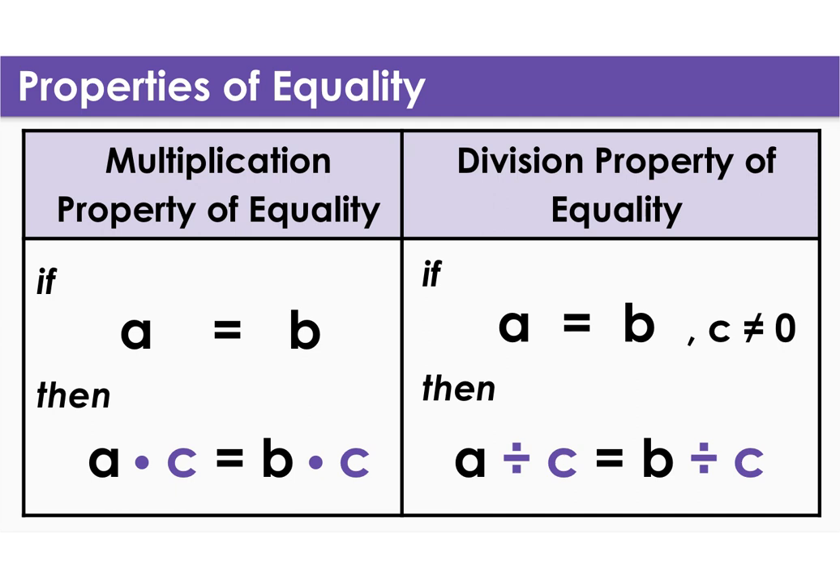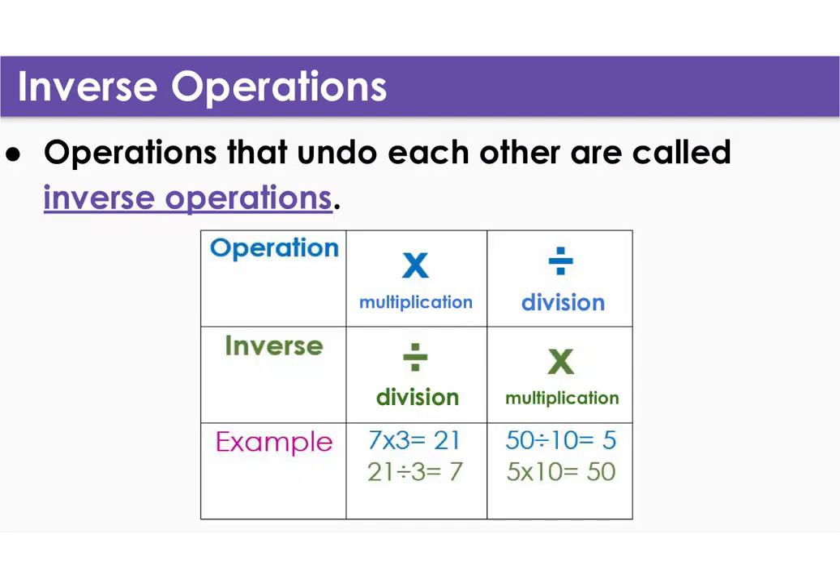Division property of equality. If A equals B and C is not 0, because we cannot divide by 0, then A divided by C is equal to B divided by C. Inverse operations. For multiplication, the inverse of multiplication is division.